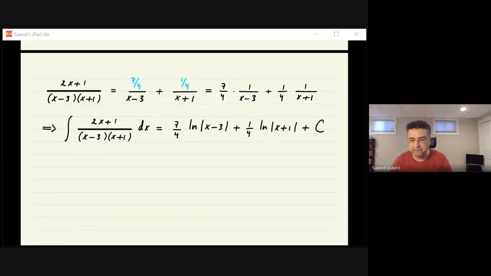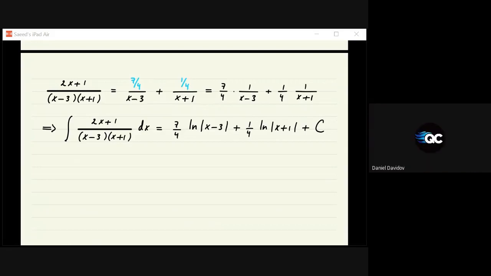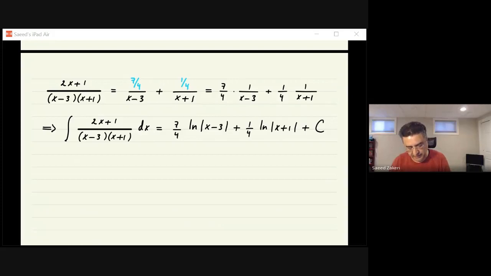Professor? Yeah. Quick question. So just to clarify, when you're integrating the 7 over 4 times 1 over x minus 3, you're able to separate those two terms that are adding together and integrate individually? Mm-hmm. That's what we did. Instead of this one fraction, whose bottom is the product, we split that into the sum of two fractions, each one receiving only one linear term on the bottom. That was the main idea.